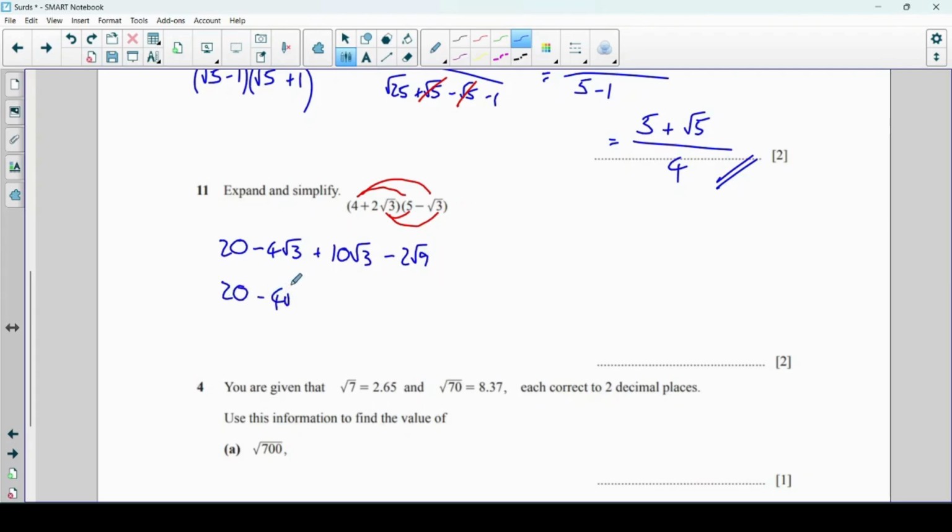20 minus 4 root 3 plus 10 root 3, and root 9 is 3, so that says 2 times 3, so that's 6. Okay, so now we're going to collect together the 20 and the minus 6, that gives me 14, and minus 4 root 3 plus 10 root 3 is plus 6 root 3. So 14 plus 6 root 3.